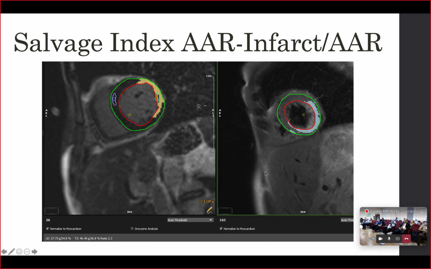For example, in this case, we have a reference in the normal myocardium. This is the infarction size, and on the right side panel, as you may see, this is the edema area. At the bottom, the late enhancement was 27 grams, the T2 was 46. So if we say 46 minus 27, divided again by 46, we could calculate the salvage index.